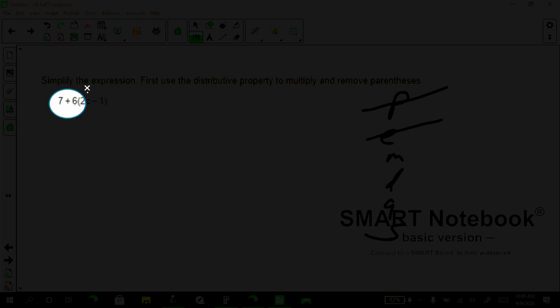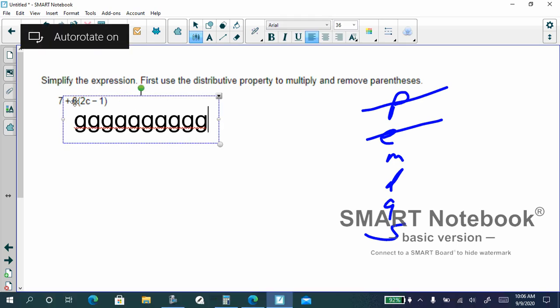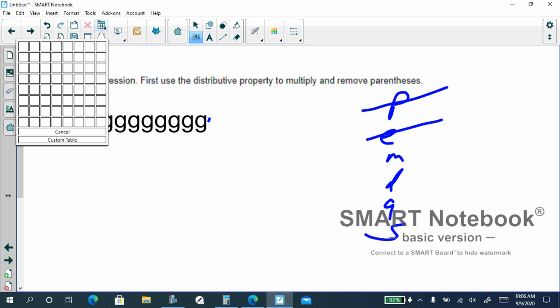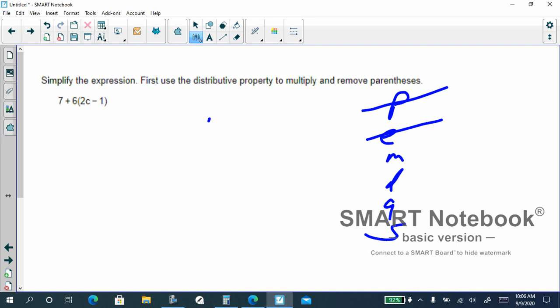We have to do the multiplying before we do the adding. So before we can add, we have to do this multiplying. So we just bring down the 7, and then we do 6 times 2c. So 6 times 2 is 12 times c.